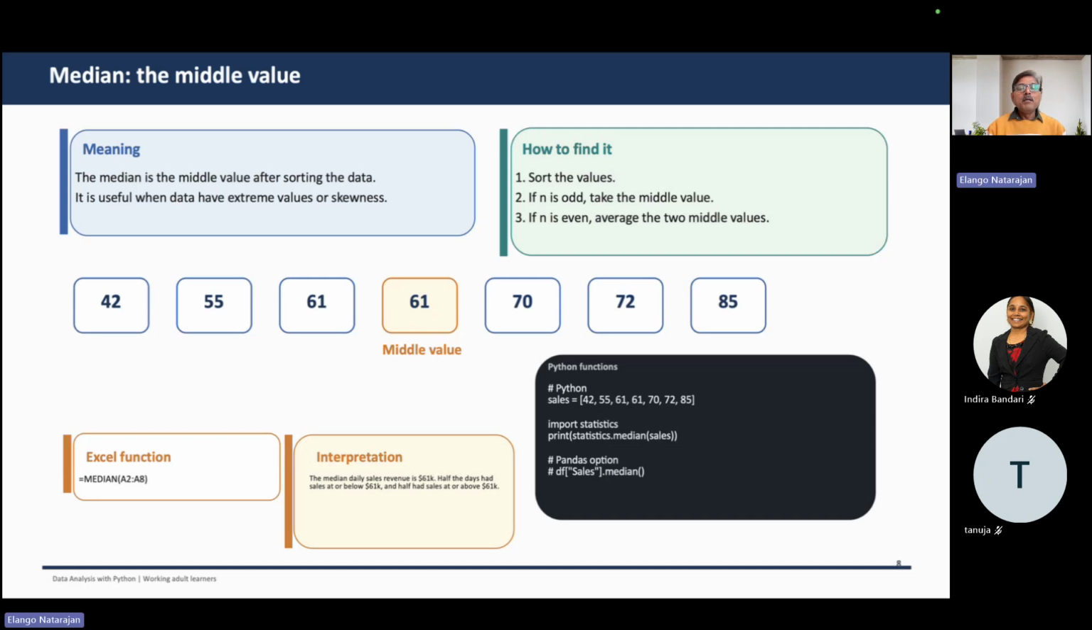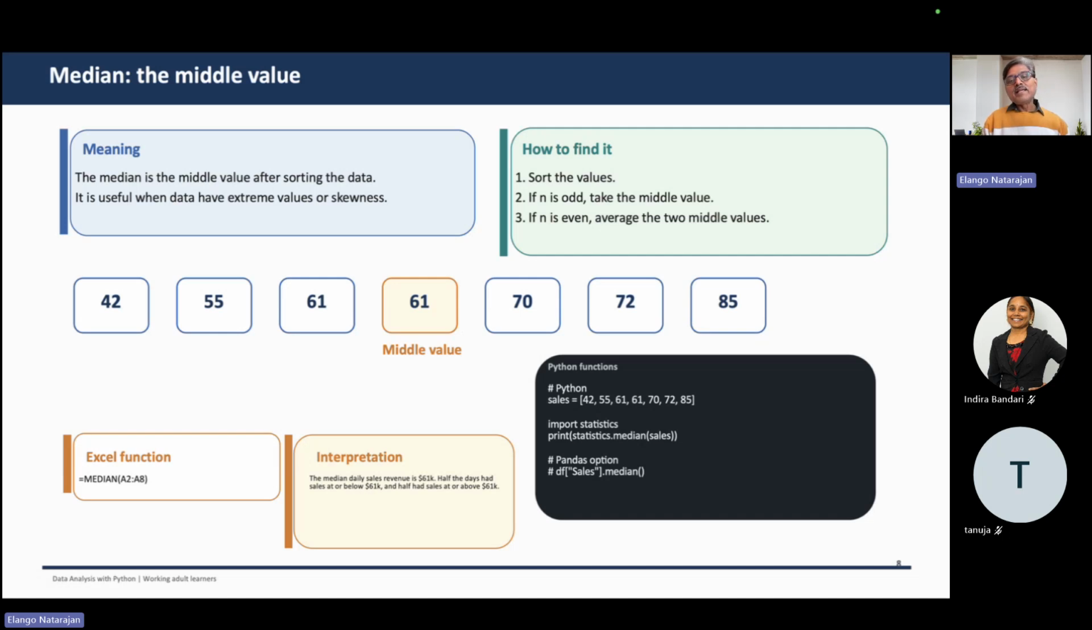But sometimes we have an odd number of values, or sometimes we have an even number of values. So you will find the mid value based on the count. In case you have odd numbers like the one I'm showing here, 7 numbers over there, you can easily look at the mid value 61, leaving 3 values on the left, 3 values on the right. So this is perfectly okay if it is odd.